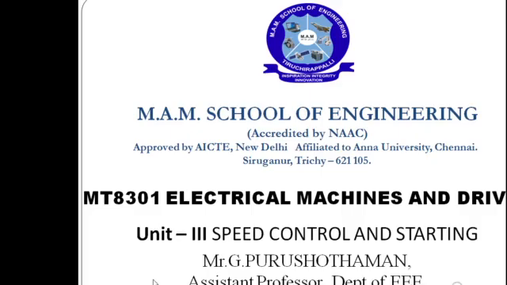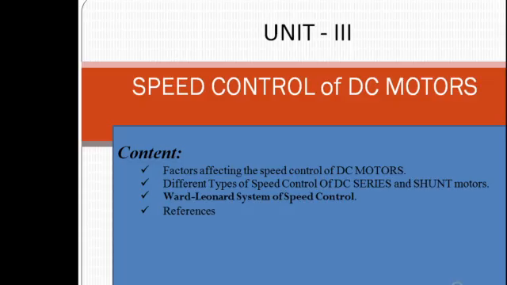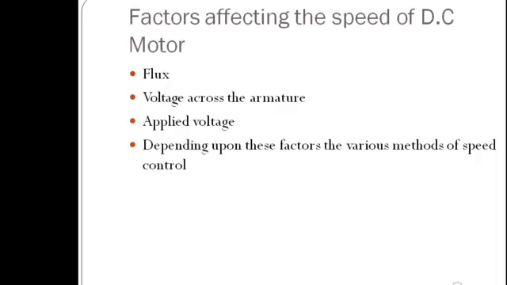In the last session, we discussed the basic needs in speed control of DC machines. That means we have discussed what are the factors affecting the speed control and the different types of speed control of DC series motor and shunt motors.